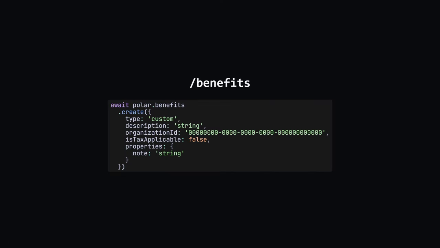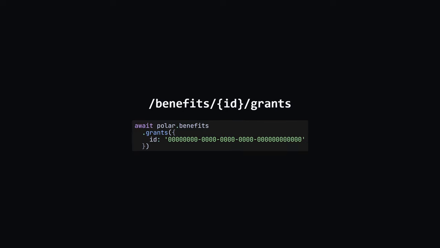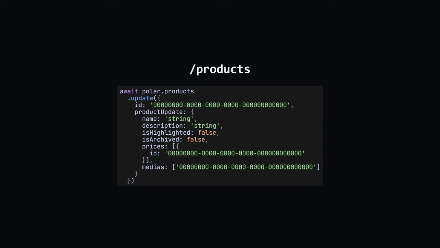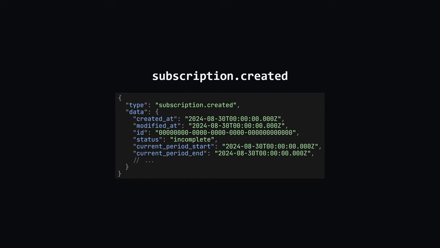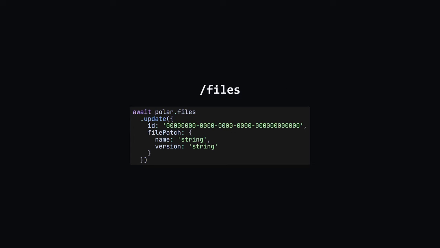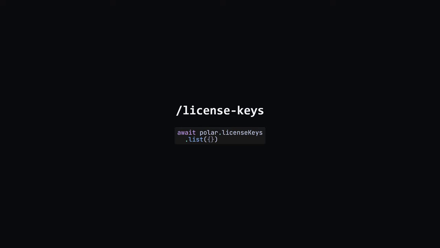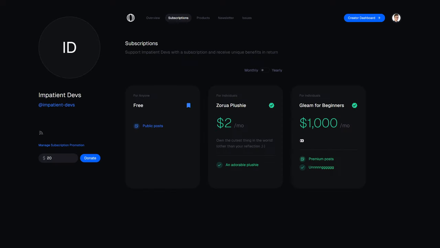Benefits live on the /benefits endpoint and can be got, listed, created, updated, or deleted, as well as allowing you to read which user has a specific benefit through the benefit grant API. The /product endpoint allows you to perform CRUD operations on your product and manage the benefits associated with each product. As for webhooks, there are creation and update webhooks for both products and benefits. When someone purchases a one-off product, you'll receive order.created, and you can receive subscription.created and subscription.updated webhooks to help manage your subscription lifecycle. You can also manage your downloadable files using the /files endpoint or your license keys via /license keys. People can now purchase your product and subscriptions through your public page on Ola.